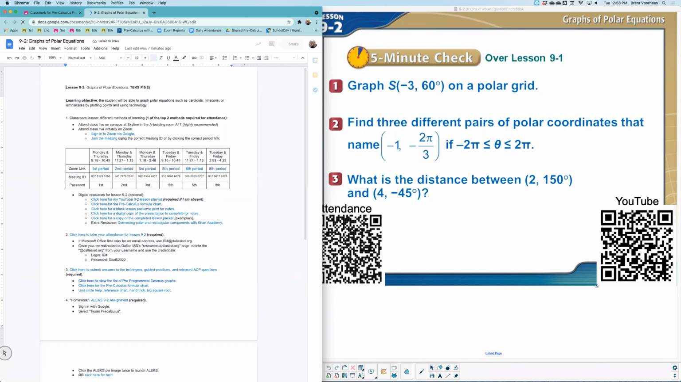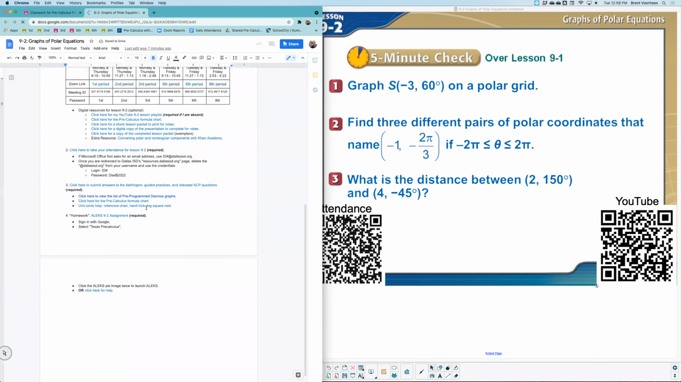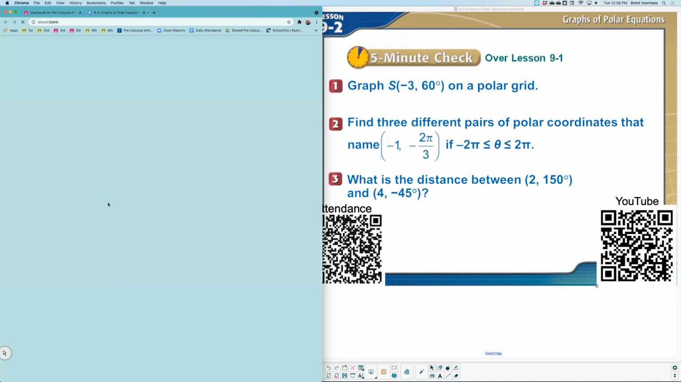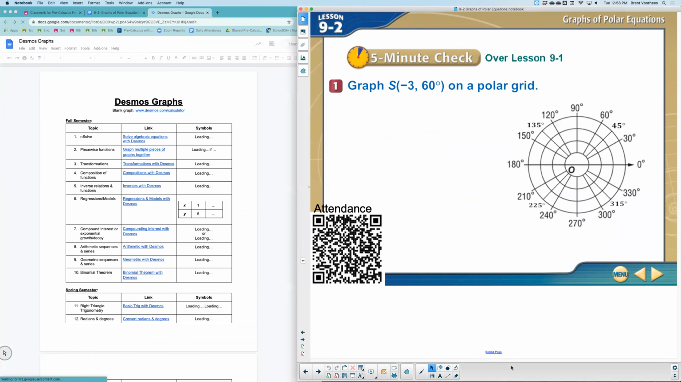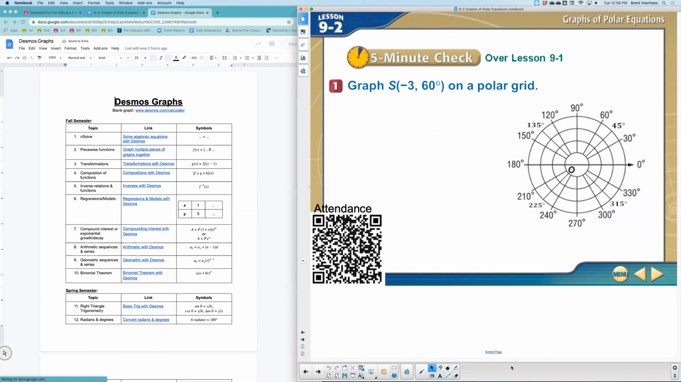So I'm going to open up the pre-programmed graphs, which is between number 3 and number 4 here. I would advise you to open up your lesson exam right here, that link. But let's open up this one that does most graphs so that we can be ready to go. All right, so number 1 asks us to graph the point S, which is -3, 60 on a polar grid.